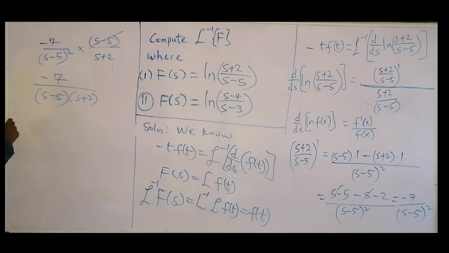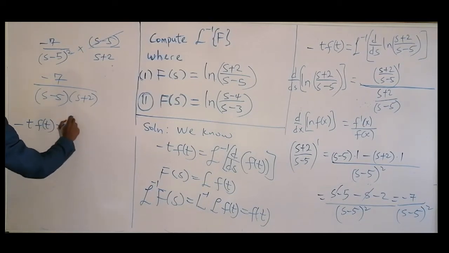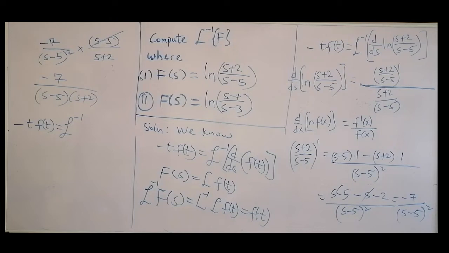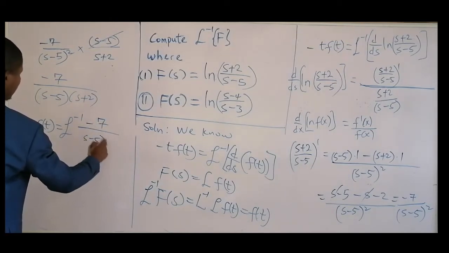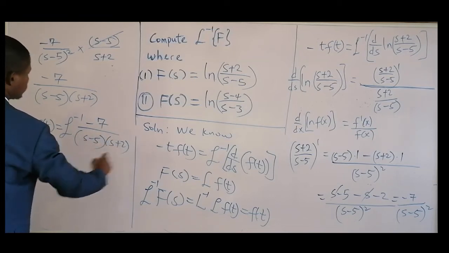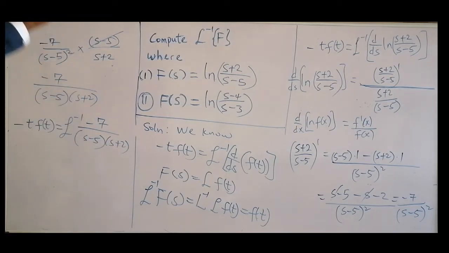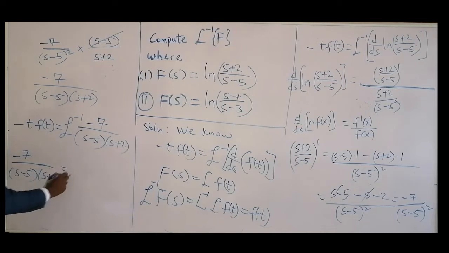So I can now go back to the solution. Minus t f of t equals the inverse of the derivative we have now, which is minus 7 over (x minus 5)(x plus 2). In this case, what can we do? This will take us to partial fractions. We need to take minus 7 over (x minus 5)(x plus 2). We can use convolution, but I want to use partial fractions.